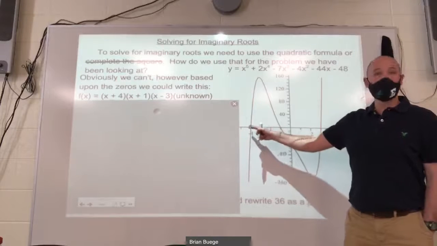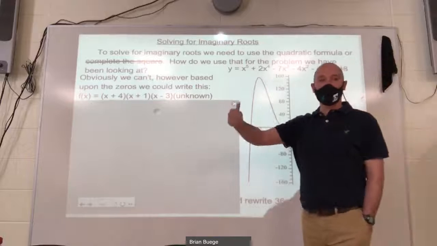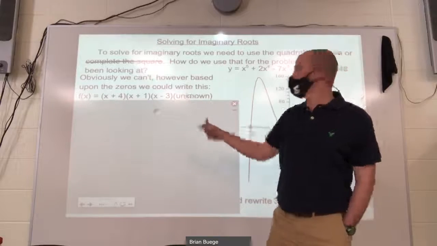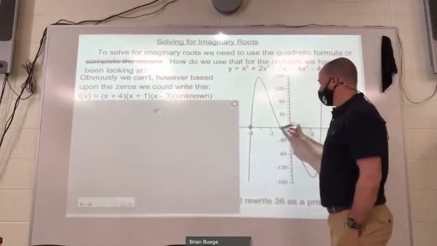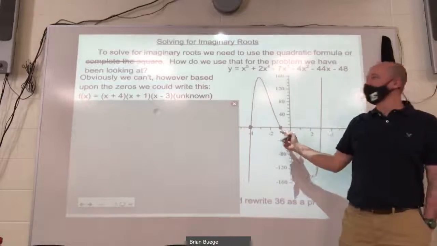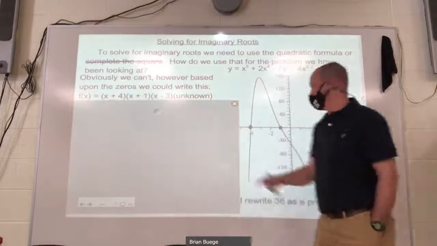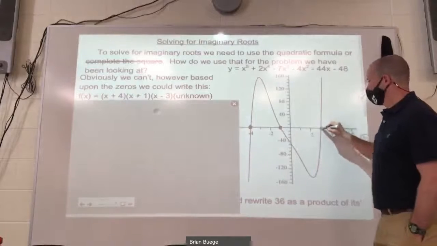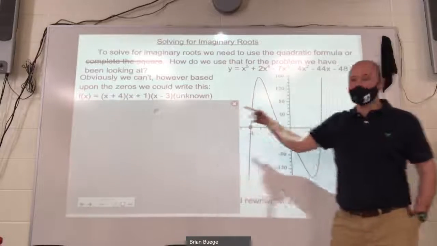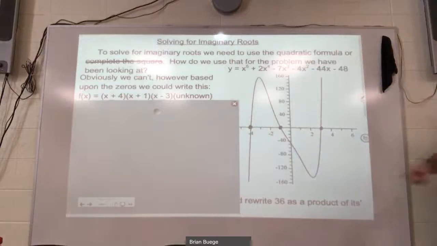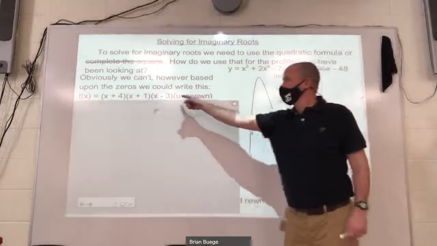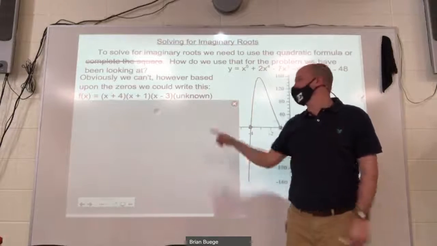There's negative 4. Therefore, remember, it's always x minus whatever the x-intercept is. Well, if you subtract the negative, there's x plus 4. Here's factor number 2, negative 1. Therefore, x plus 1. And finally, x minus 3. That's where they're coming from. They took the x-intercepts and turned them back into factors. Simple. And notice, we've got times some unknown factor.